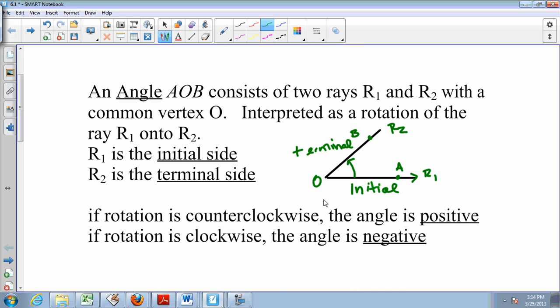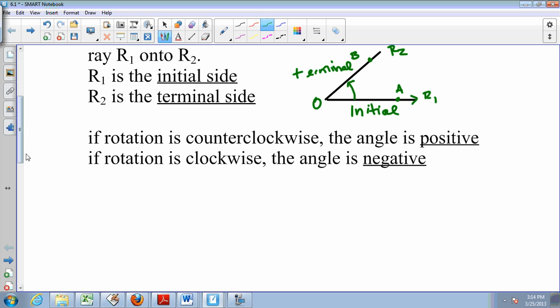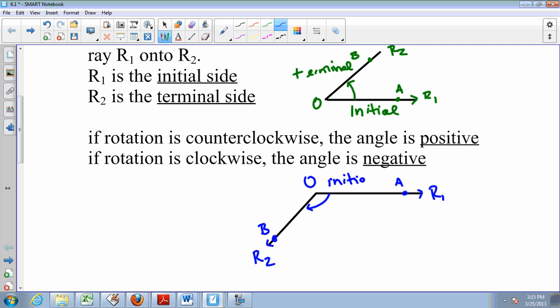If the rotation is counterclockwise, the angle is positive, like the example before. If the rotation is clockwise, the angle is negative, like this one. We have ray 1 with point A, angle O. Here's ray 2 with point B. We start at the initial ray, and we end at the terminal, and the angle is negative.